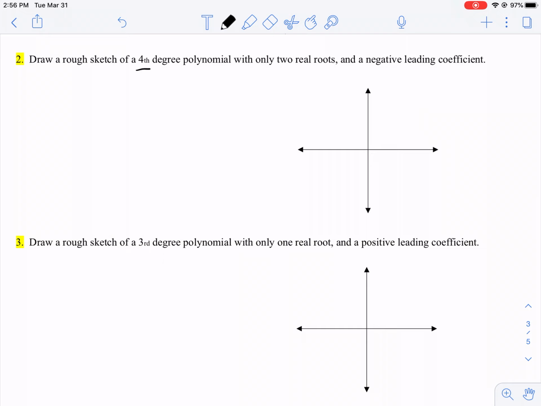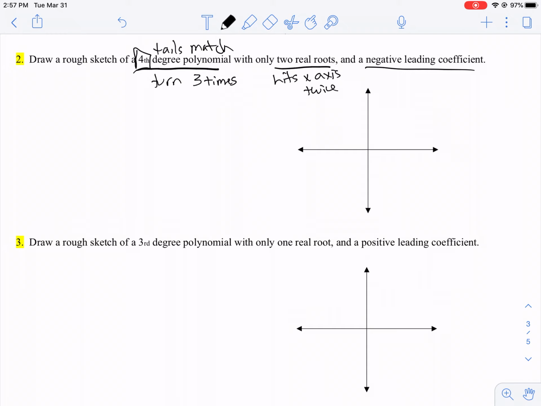Number 2. 4th degree polynomial with only 2 real roots and a negative leading coefficient. Alright, so 4th degree means I'm going to turn at most 3 times. 2 real roots means it hits the x-axis twice. Okay. Negative leading coefficient. Alright, 4th degree is even. That means my tails match. They either both go up or both go down. And negative leading coefficient means they both go down.